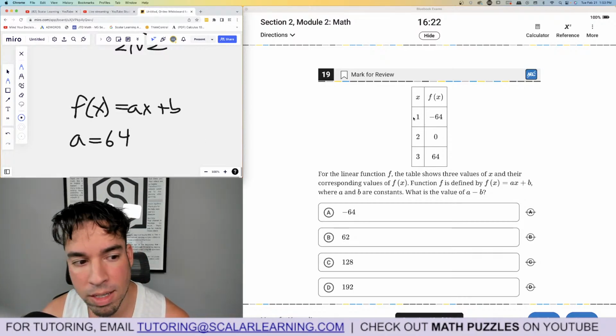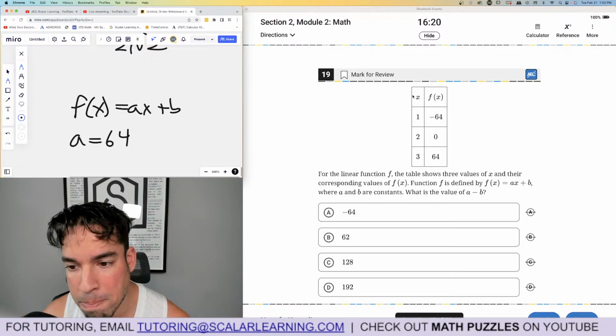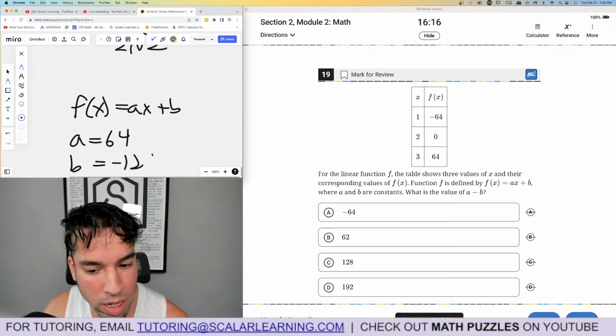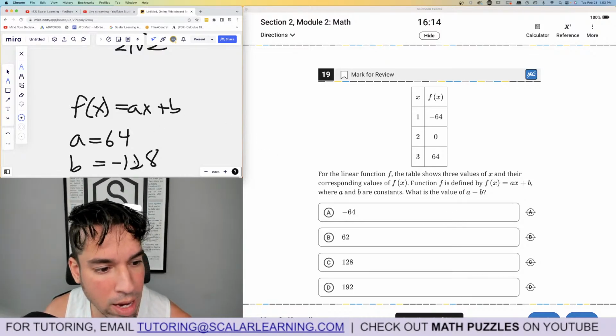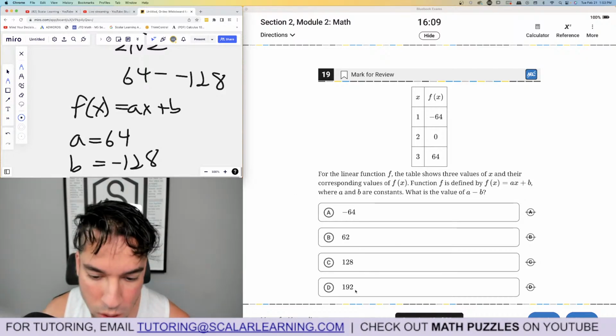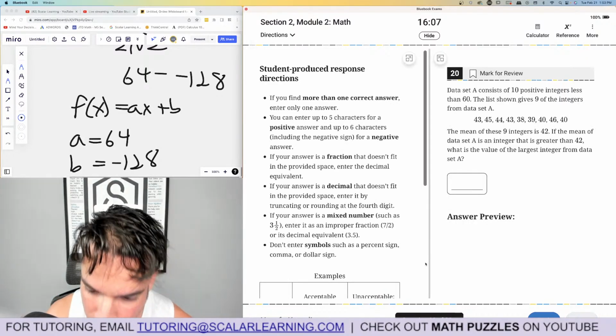And then b is when x is 0. So we'd step back, it would drop by 64 again. So B should be negative 128, the y-intercept. So they want A minus B, 64 minus negative 128, which would be positive 192. Boom, done. 20. 3 left.